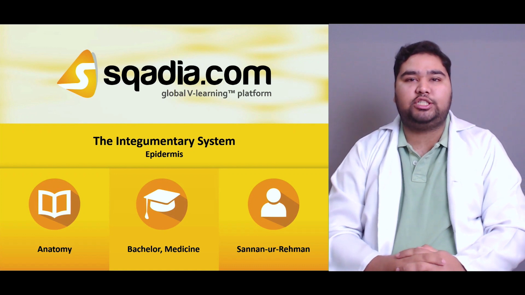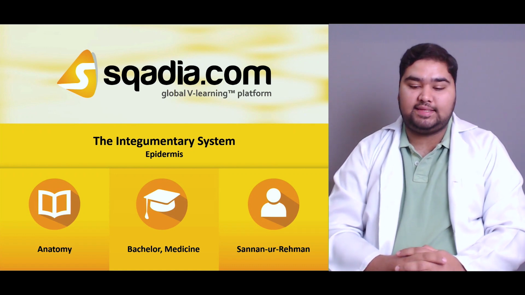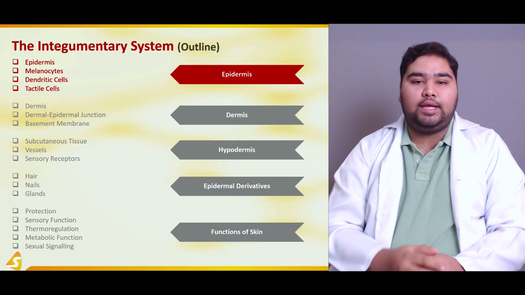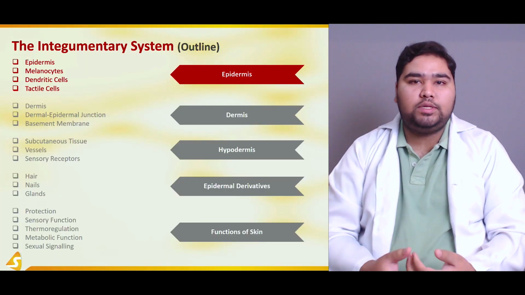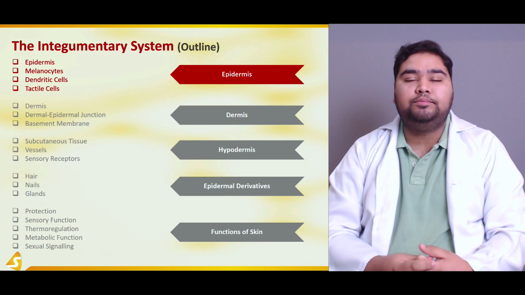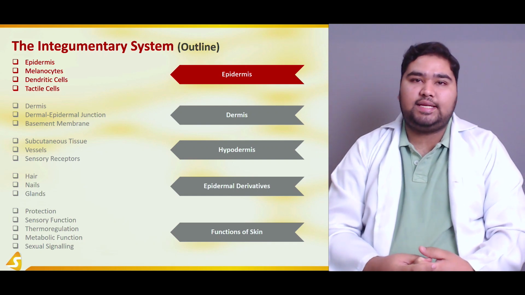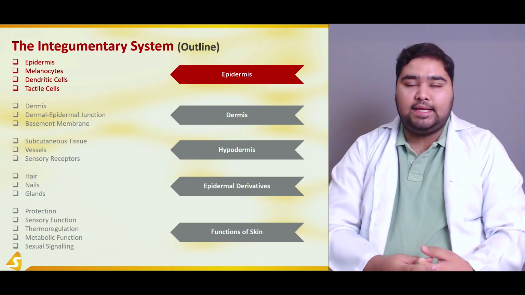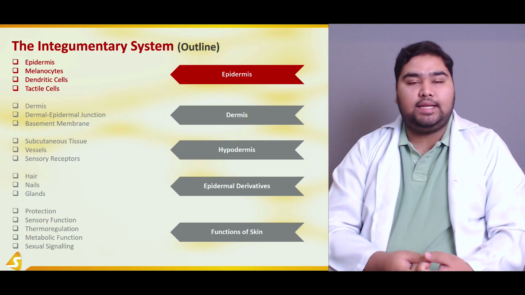This is the first section and we'll be talking about the epidermis in this section. In epidermis we'll be talking about the composition of epidermis, the structure, melanocytes, the dendritic cells and the tactile cells. Let's take a look at the epidermis in a little detail.